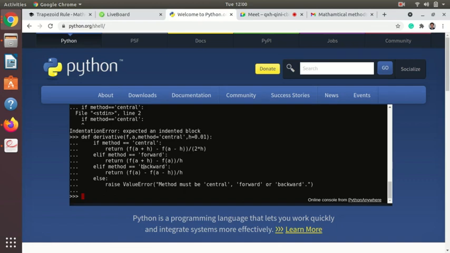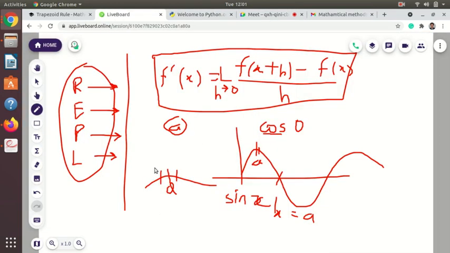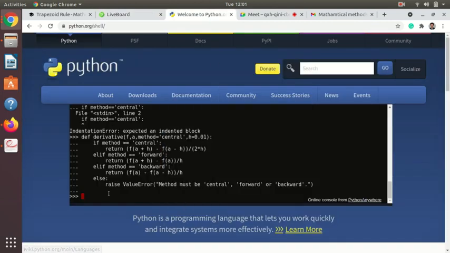And if the method is backward, then it will take a minus h and subtract it from f of a, and then divide by h. But remember, h is very small, h is tending to 0. Okay, so I have run this. Now we can actually find out the derivative of something.